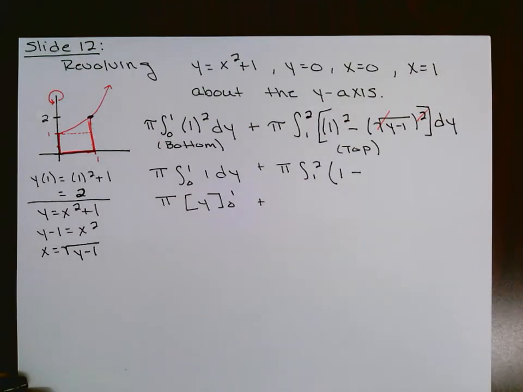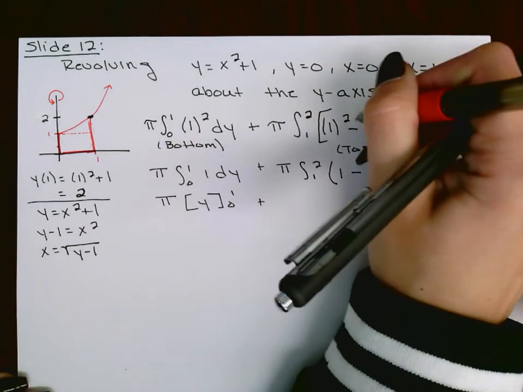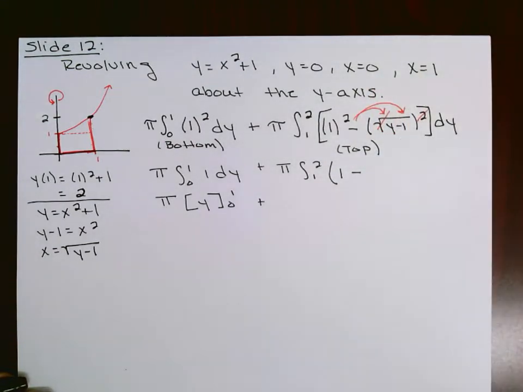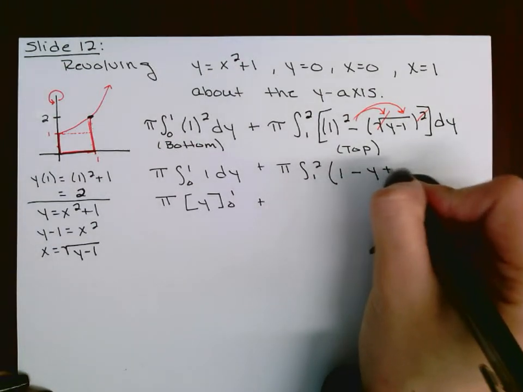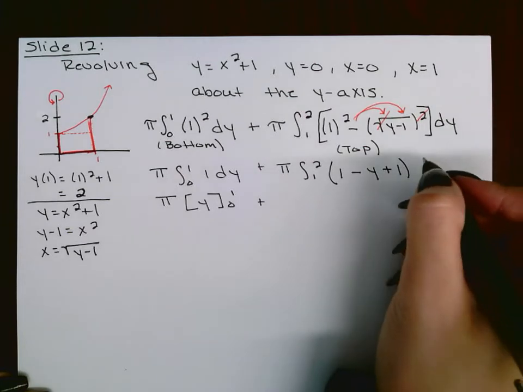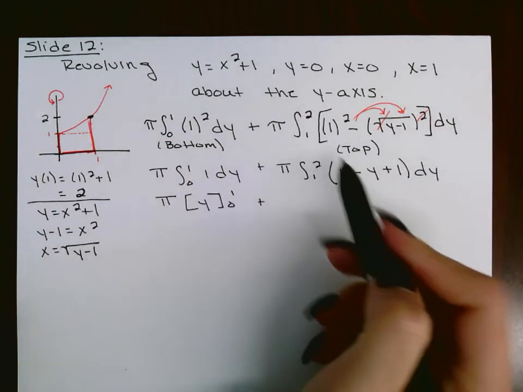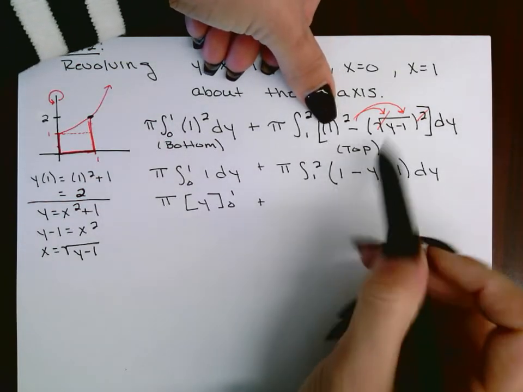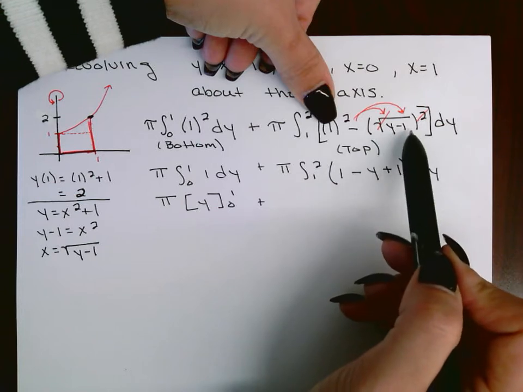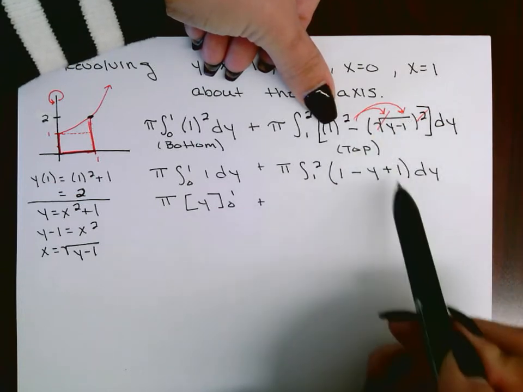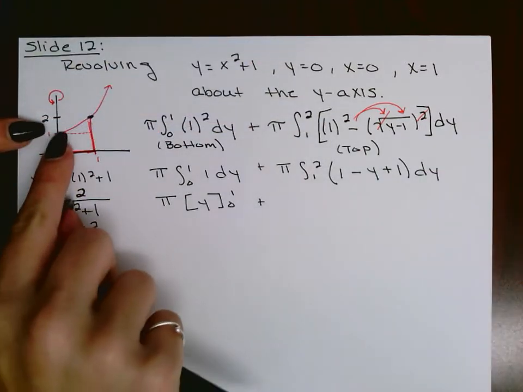Actually, let me draw it here. So I have minus y and then plus 1. Why is it 1 minus? So I have this 1 squared, and then since the squared and the square root cancel out, I'm just left with this y minus 1 in parentheses, so I distribute the negative. Yeah, but what is it? This one? Okay, so back to the image.